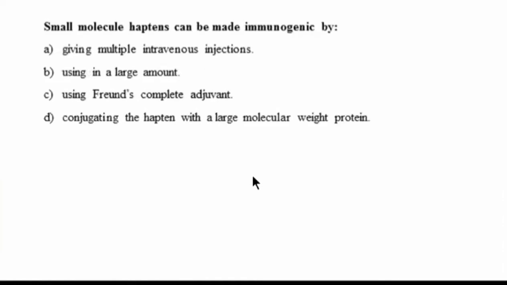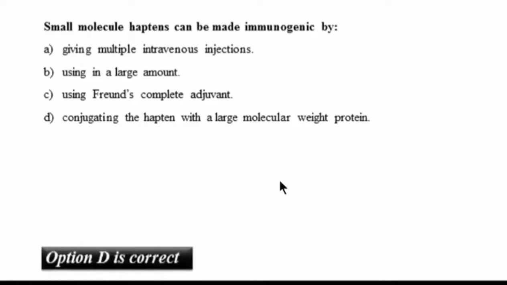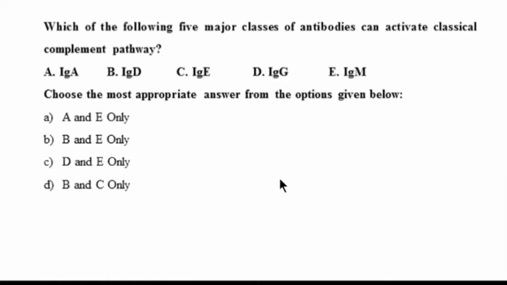Our next question is, small molecule haptens can be made immunogenic by. Haptens cannot invoke an immune response by themselves. They can become immunogenic when they're joined to a larger or more complex molecule. This is a protein, a feature that is used in the study of immune response. So the correct answer to this question is option number D, conjugating the haptens with larger molecular weight proteins.